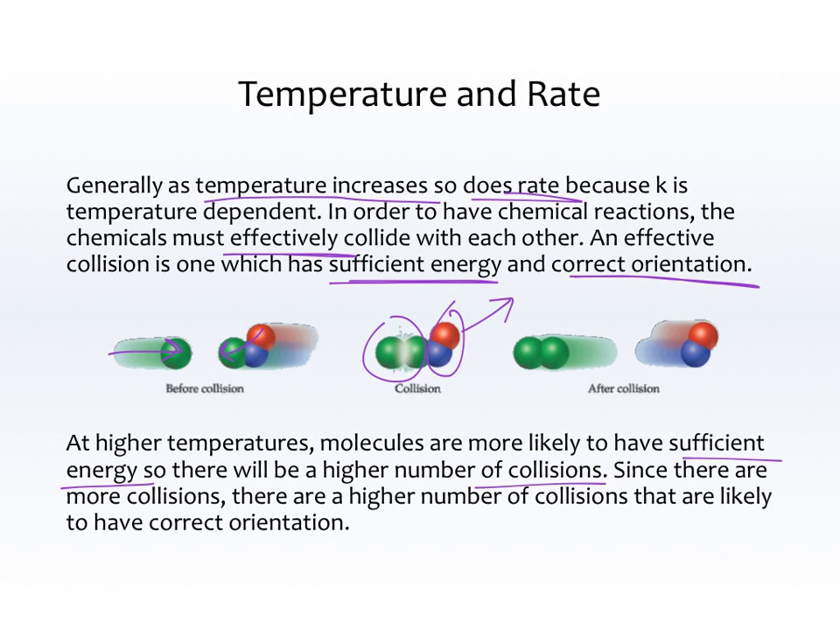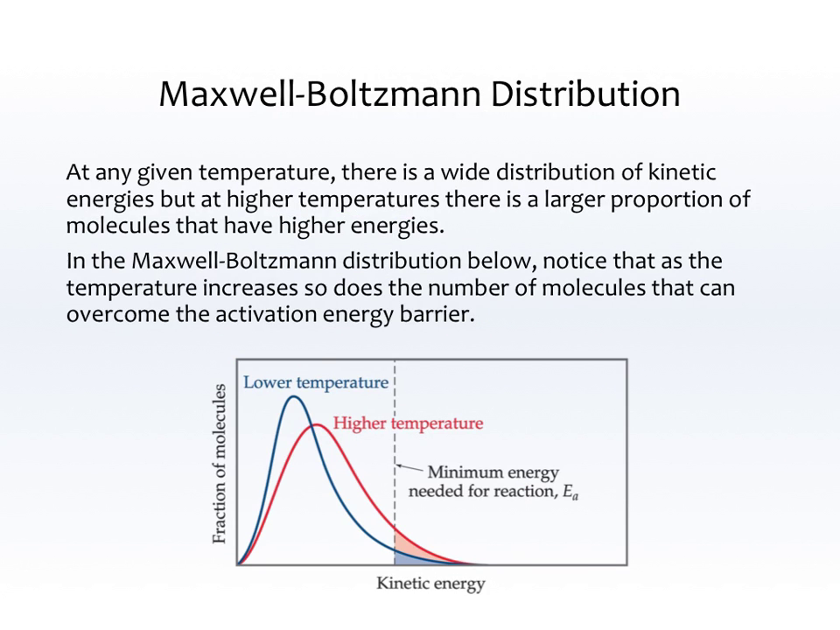And since there's more collisions, there's a higher number of collisions that are likely to have correct orientation, or to be effective collisions. The more collisions you have, the more likely at least some of them will be effective. So the Maxwell-Boltzmann distribution will show us the number of molecules, or the fraction of molecules, that have this amount of energy. At any given temperature, there's a wide distribution of kinetic energies, but at higher temperatures, there's a larger proportion of molecules that have the higher energies.